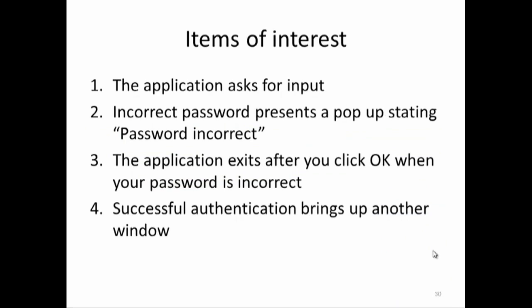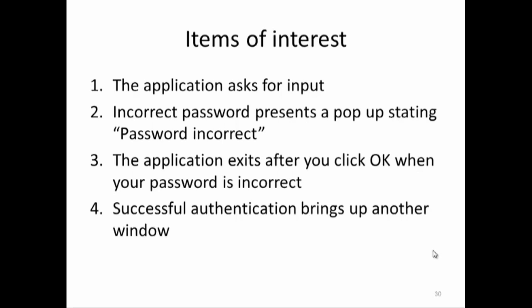So, items of interest. I know that was only a little bit of functionality there, but those things are going to what we want to do. Those are the things we're going to take a look at. So the first one, the application asks for input. Okay, what is the code going to look like that takes that input? Something to keep in mind. Number two, an incorrect password presents a pop-up stating password incorrect. Okay, that's easy. How do we find that phrase password incorrect somewhere in our code? Or how does it make that pop-up present to you? Those are things we want to take a look at.